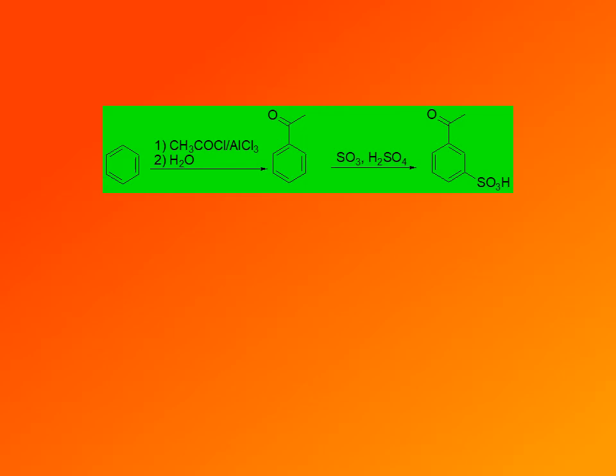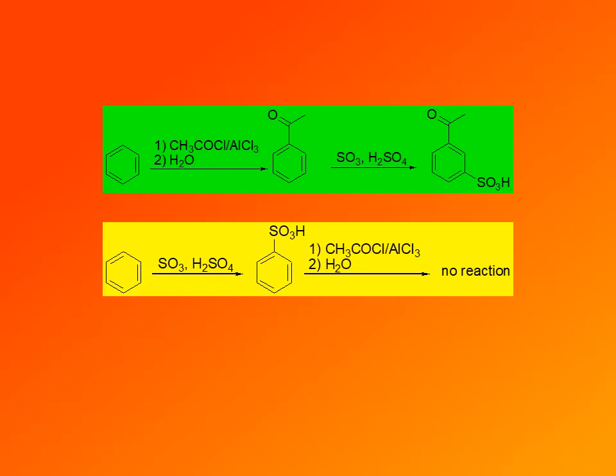But reverse order actually would not work because Friedel-Crafts alkylation and acylation does not work on deactivated substrates. So had we carried out sulfonation first, even though both substituents are meta-directing and it would not appear to make a difference which substituent we introduce first, Friedel-Crafts acylation would not have worked, because Friedel-Crafts acylation, or alkylation for that matter, cannot be carried out on deactivated benzene ring. And that's shown here in this equation. So carrying out sulfonation first and then attempting Friedel-Crafts acylation will result in no reaction.